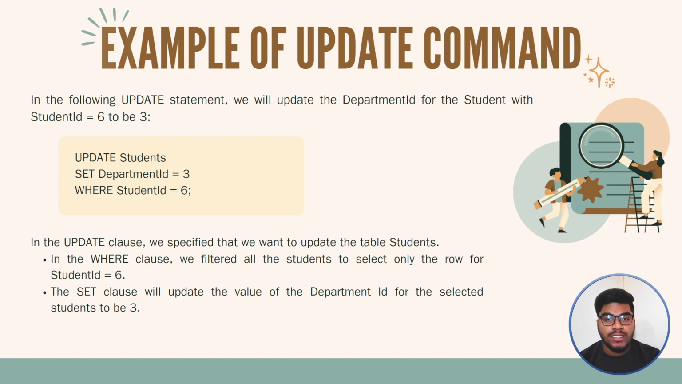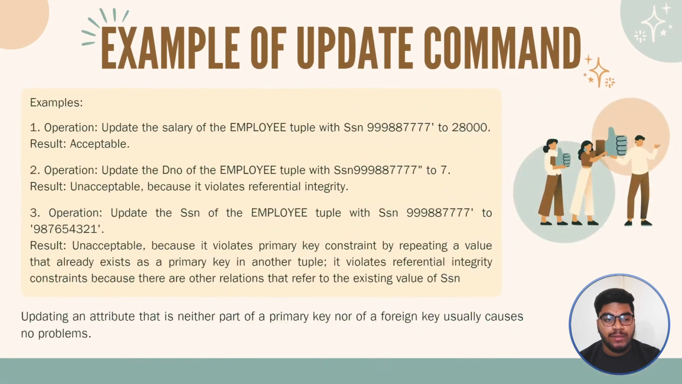Now let us discuss some more examples of the update command. Here we have three examples. In the first example, the update operation is acceptable because it does not violate any integrity constraint. In the second example, it is unacceptable because it violates referential integrity. In the third operation also it is unacceptable because it violates the primary key constraint by repeating a value that already exists as a primary key in another tuple.